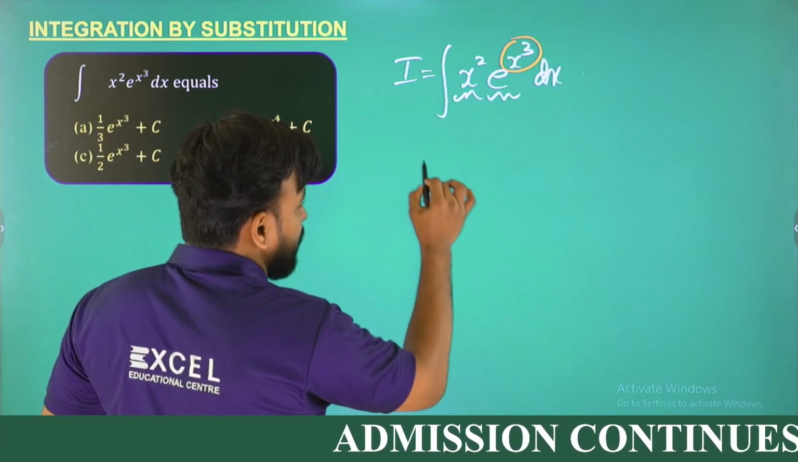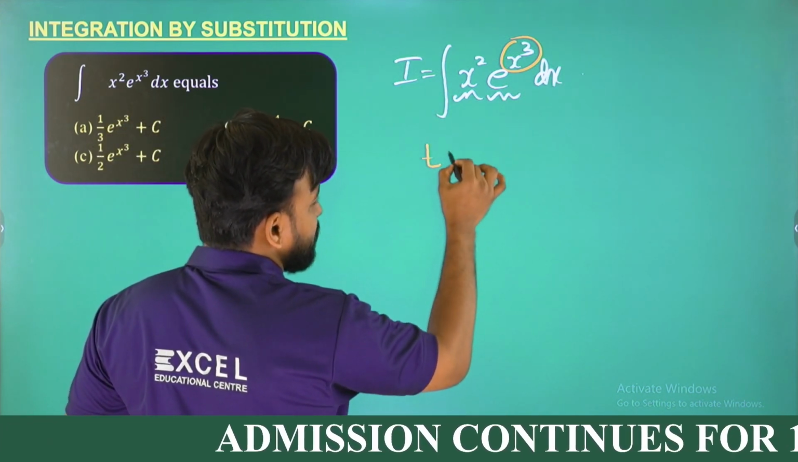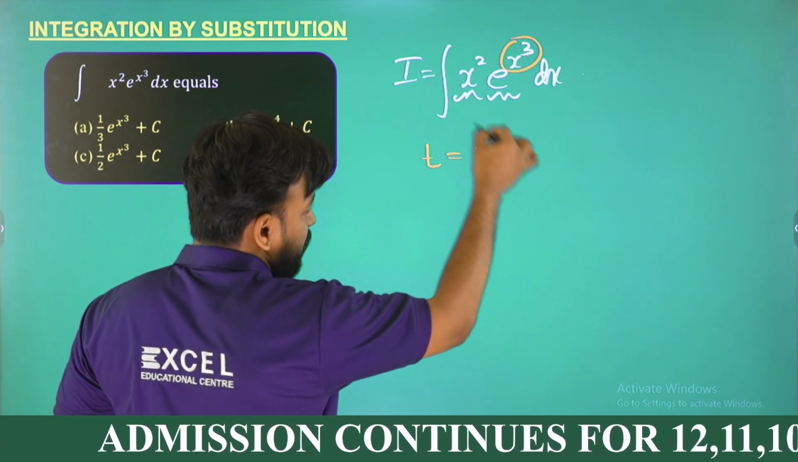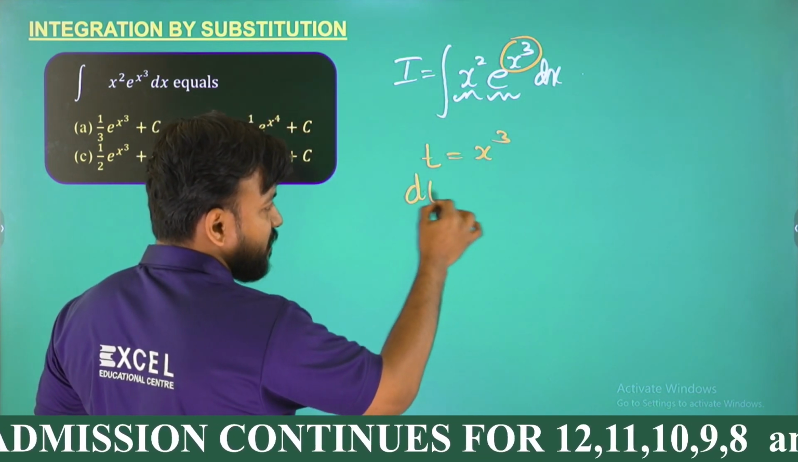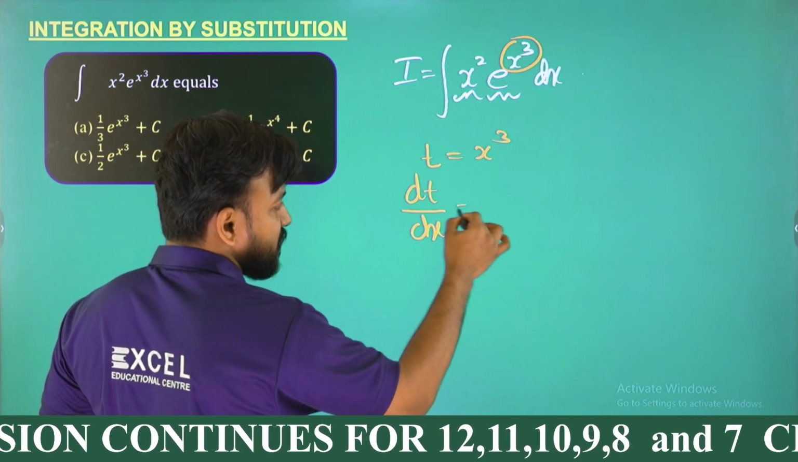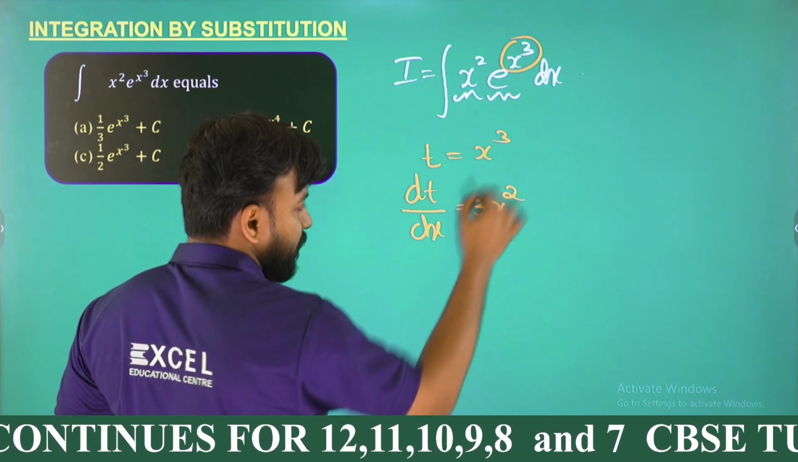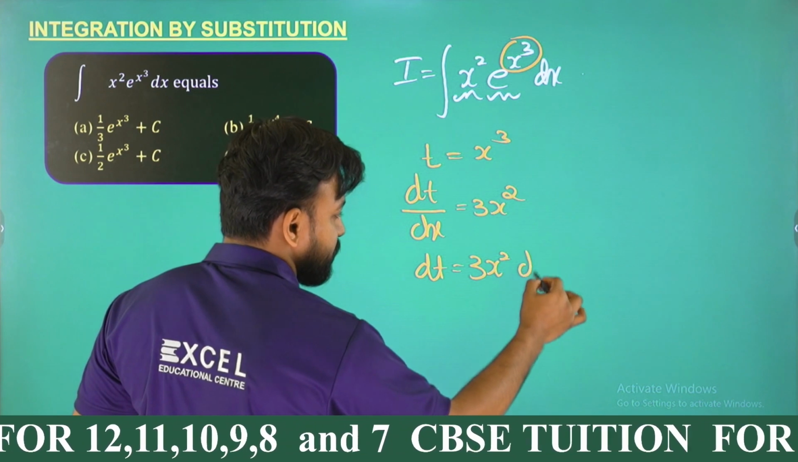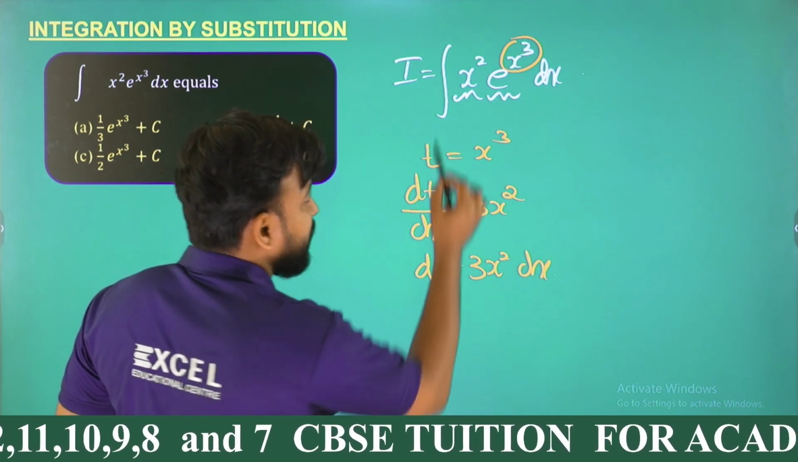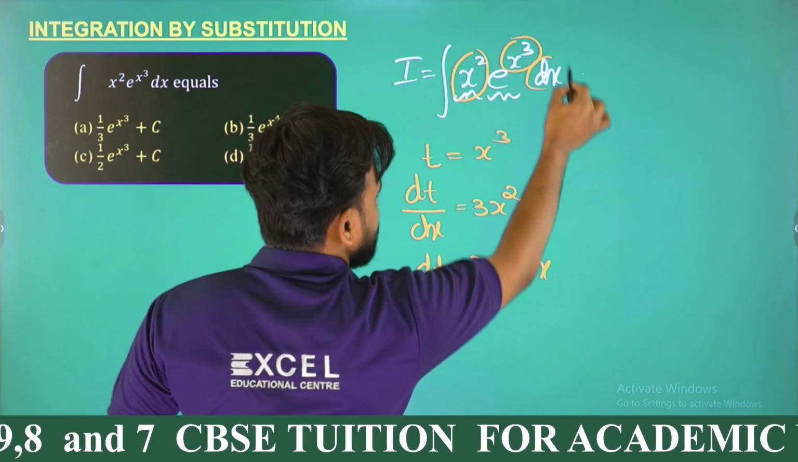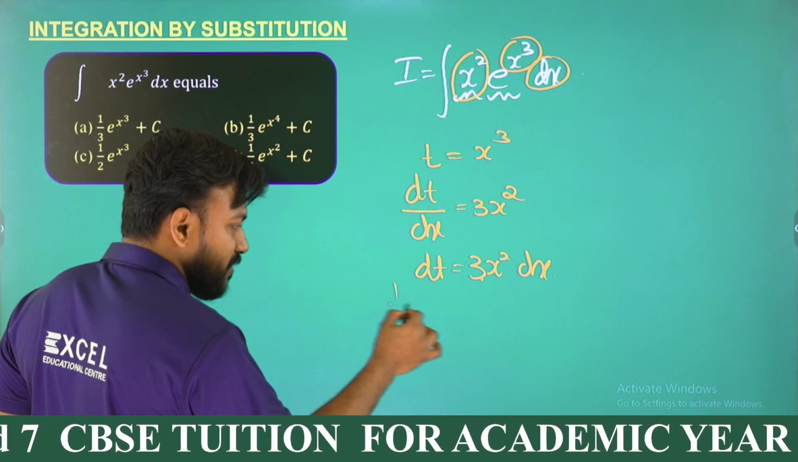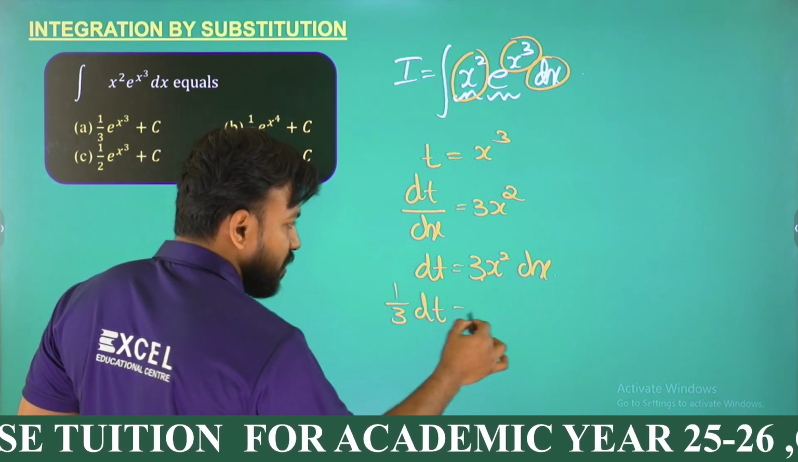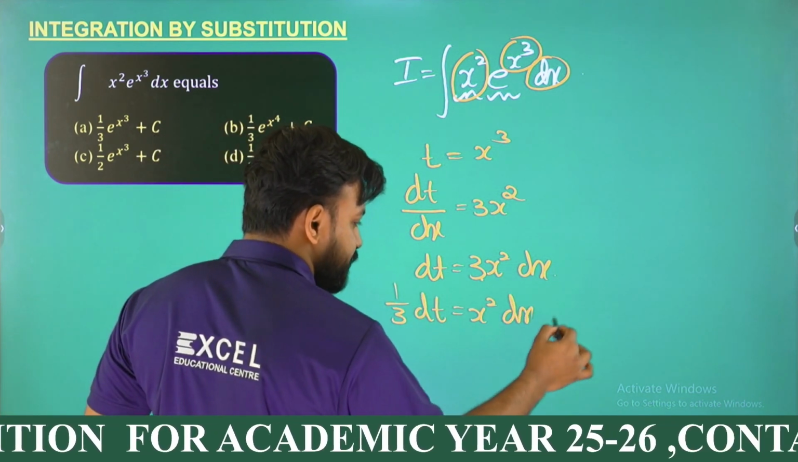So here what I can do is, if I put t is equal to x raised to 3, what is the derivative of t? dt by dx is what? 3x square. So what is dt then? 3x square dx. Ready? So we have x square dx here. So I will take this 3 to this side. 1 by 3 dt is equal to x square dx.